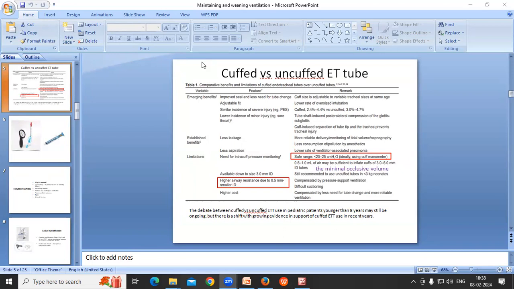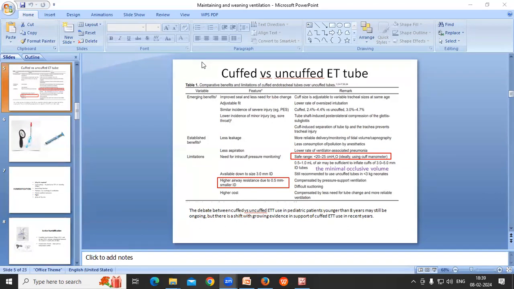The advantage of cuffed is that it can prevent microaspiration, with less chance for VAP and less leakage. But if you are using a cuffed tube, you should use pressure monitoring. Unless you monitor the pressure, don't use the cuffed. Without pressure monitoring, a cuffed tube can cause tissue necrosis by decreasing the blood supply to the localized area. If you put so much pressure on the tracheal mucosa, the blood supply to the mucosa will decrease. It can cause ischemia and damage. Once it heals, it causes subglottic stenosis, gone.